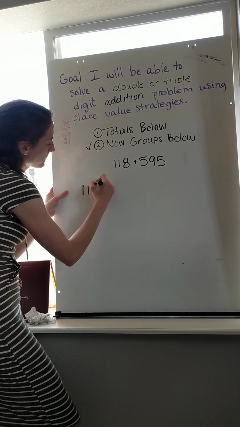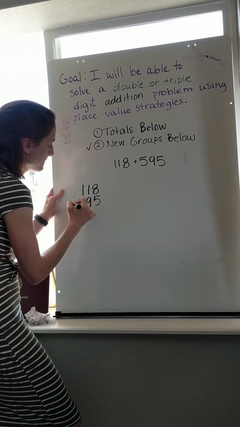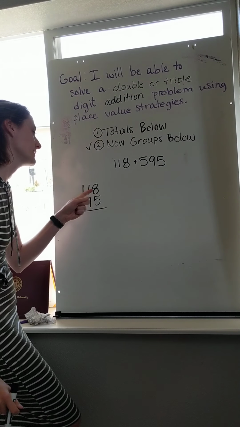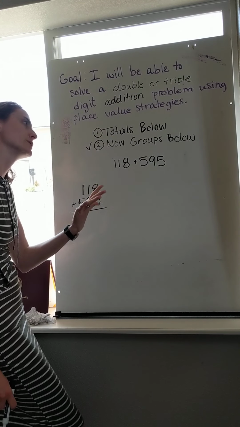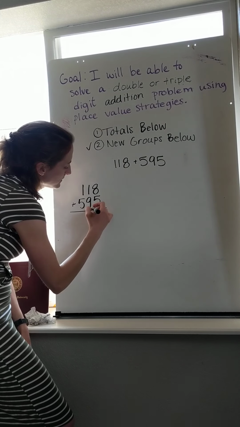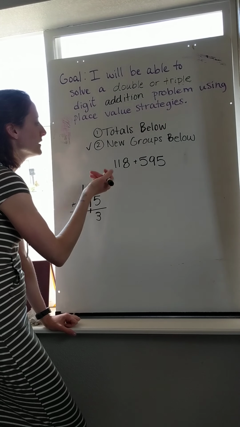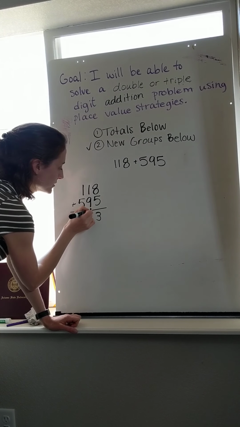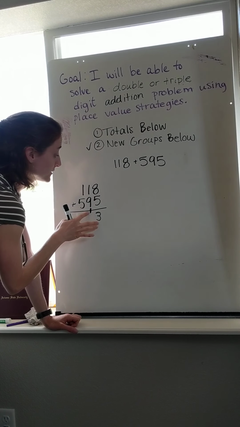Okay, we can think about it as 118 plus 595. Okay, 5 plus 8. I like to put 8 in my head and then count on 5. 8, 9, 10, 11, 12, 13. 13. Okay, so I take the number 13. I put the 3 here and the 10 here. That's the number 13. Okay, this is my new groups below strategy. Because this is my new 10 that I just created by adding my ones together. My ones made 13 and I moved it into the correct places.